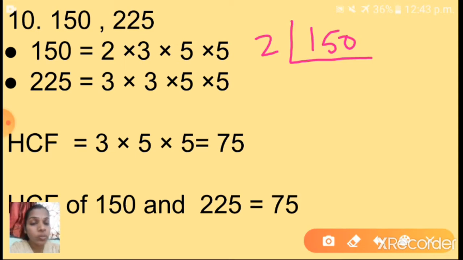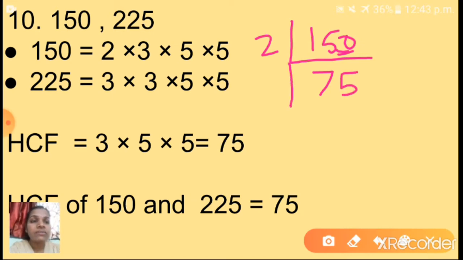Okay, 15, how many 2's are there? Yes, say the 2's table. Very good, 7 2's are 14. Remainder is 1. So that 1 will go here. So it will become 10. Okay, in 10, can you say how many 2's are there? Very good. 5 2's are there.